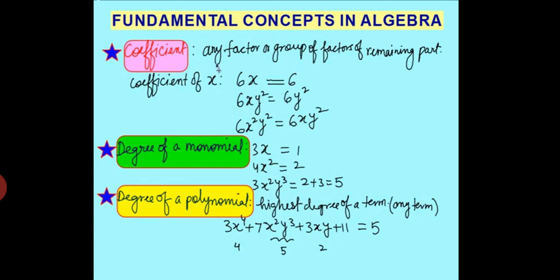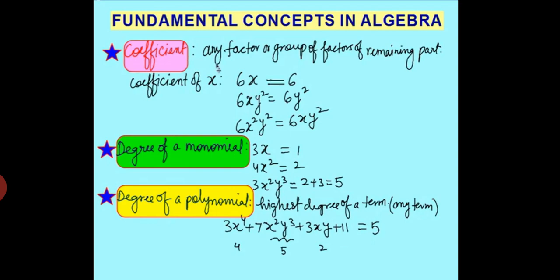Coming to the third example, 3x square y cube. Here the variables are x and y and the power of x is 2 and y is 3. So the degree of the monomial is the power of x plus the power of y, that means 2 plus 3 equals 5. Am I clear to you? I hope so. Next, coming to the degree of a polynomial.